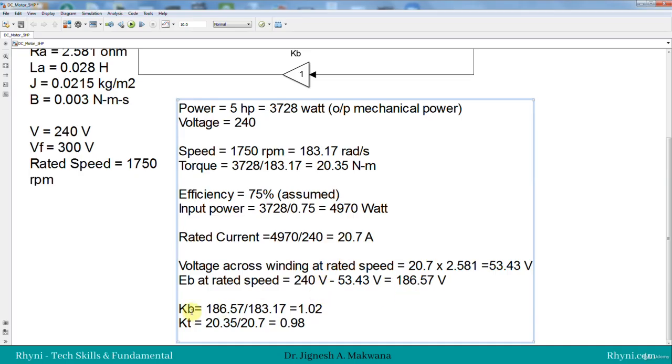So KB, back EMF constant, can be found: output is back EMF and input is speed in radian per second. So 186.57 divided by 183.17, it is almost 1.02. KT: output is torque, input is current. Rated torque is 20.35 Newton meter, current is 20.7 ampere, and it comes to 0.98.